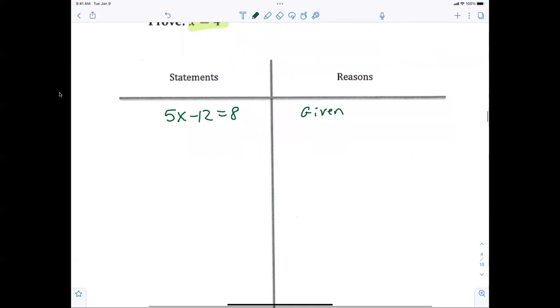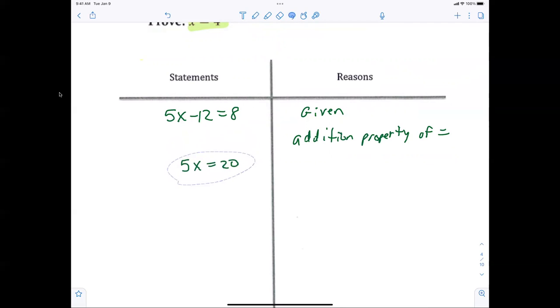Now, why does 5x equal 20? We did the addition postulate, or addition property of equality. Oh, my iPad is having trouble. The addition property of equality. So basically, what did I do to both sides, guys? You added 12.